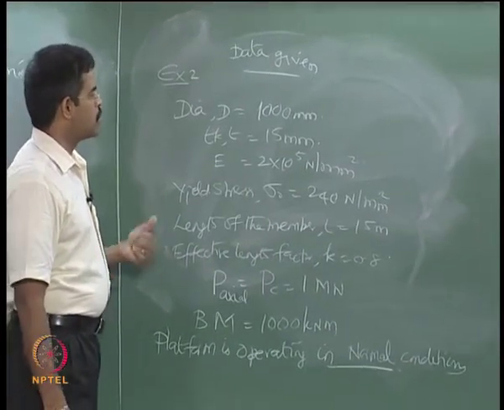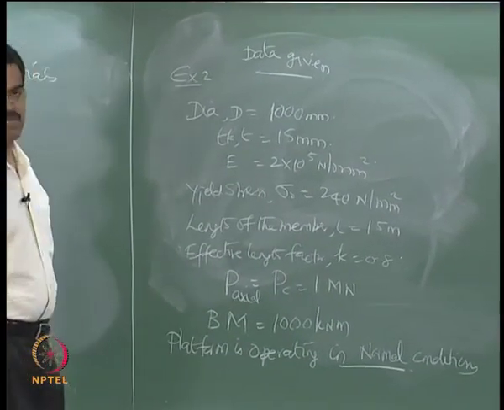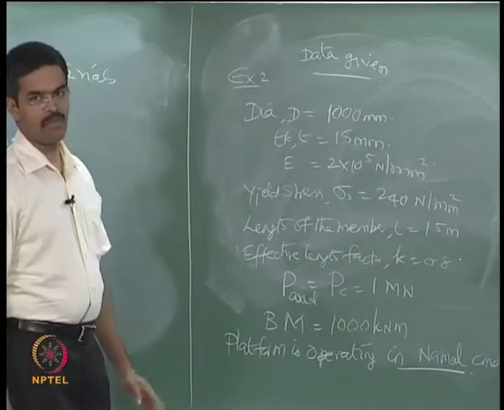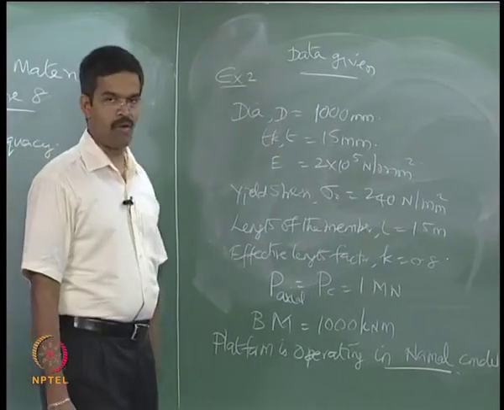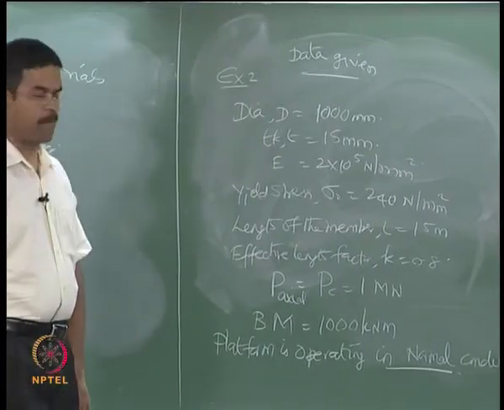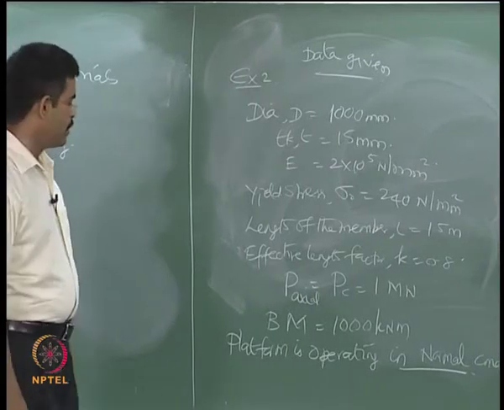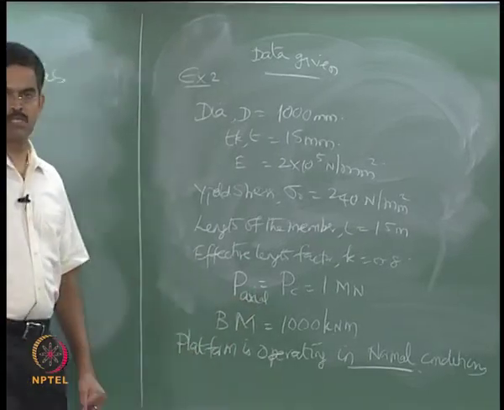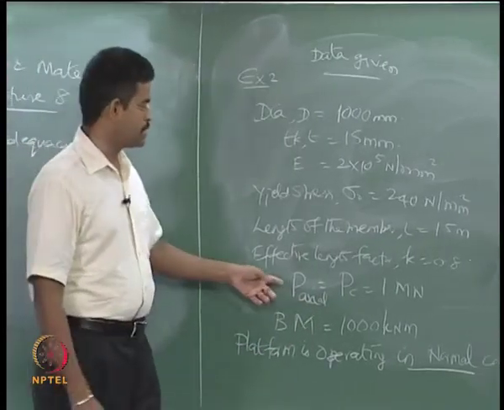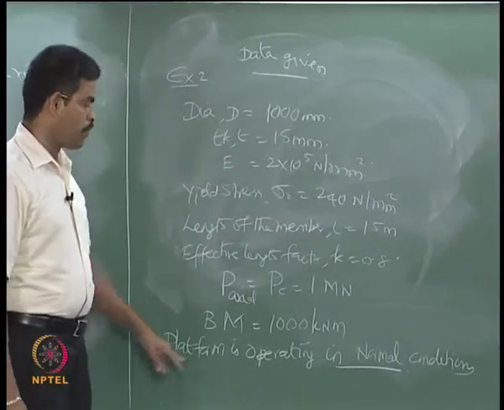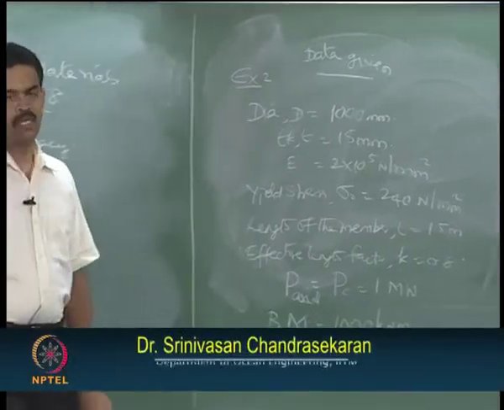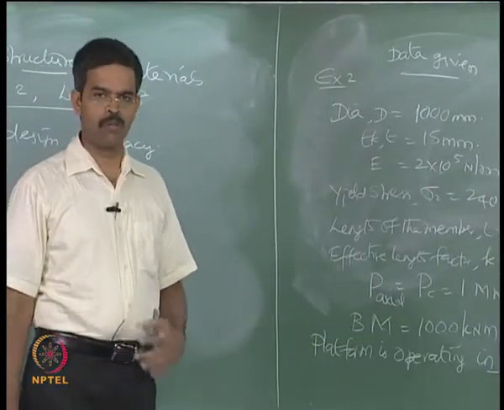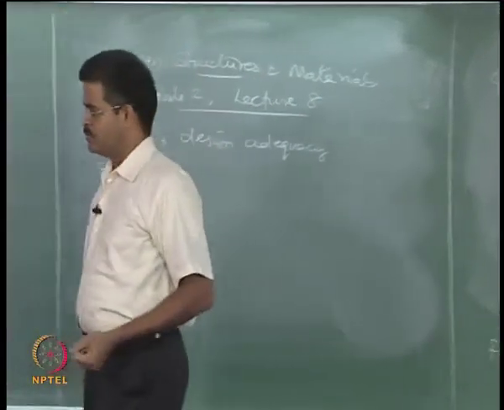The diameter of the member is 1000 millimeters, thickness is 15 millimeter, Young's modulus of the material is given, yield stress value is given, length of the member and effective length factors are given, and axial force applied on the member is 1 meganewton, whereas the member is also subjected to bending moment of 1000 kilonewton meter. Now there is a combined action of axial force and bending, and the platform is under normal operating conditions. Let us see how I will examine the adequacy of this member using international codal provisions given in the codes.